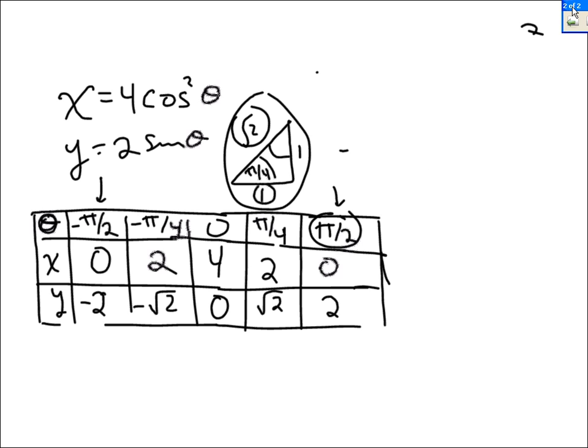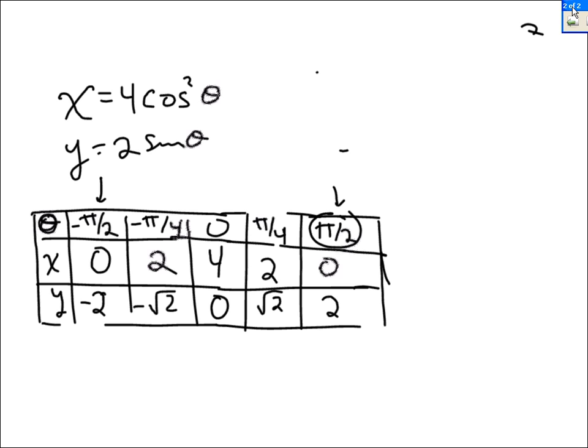The biggest problem is that from negative pi over 2 to pi over 2 is just the length of pi. It didn't even go a full cycle. It didn't go 2 pi. But if we were to graph this, we can.